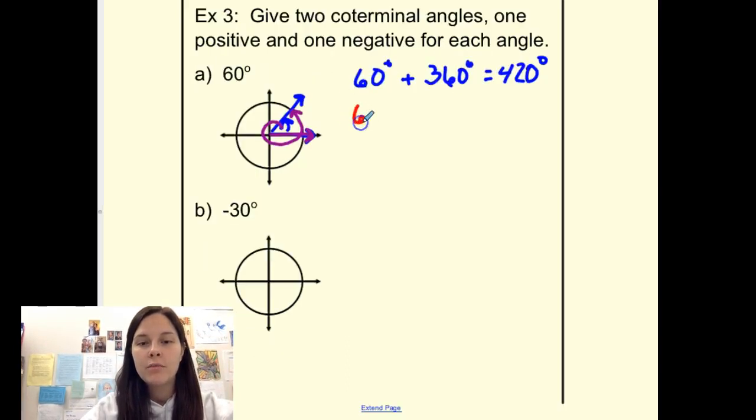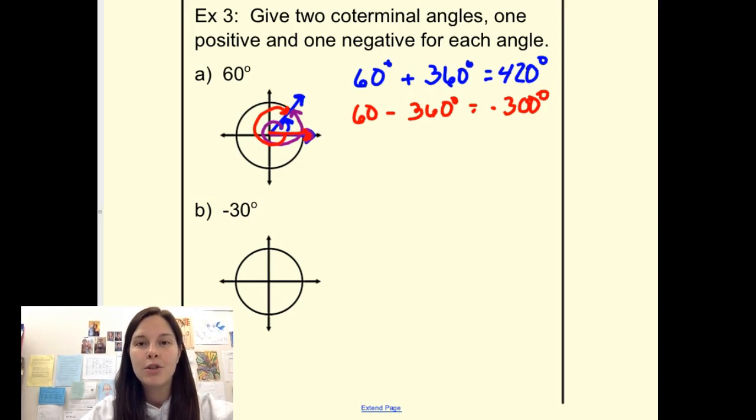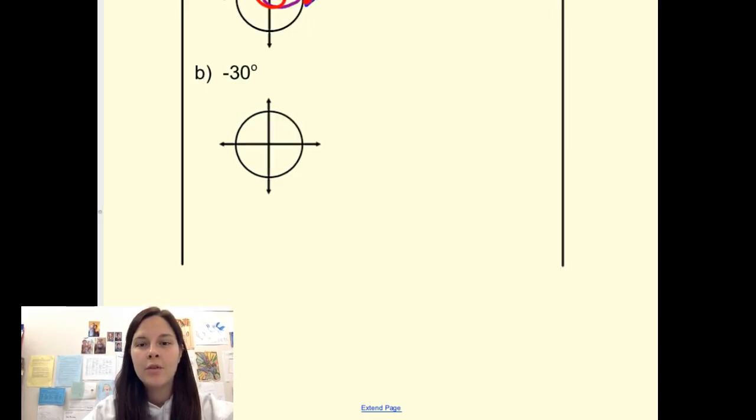For a negative coterminal angle, I would subtract 360 degrees, which would give me an angle of negative 300 degrees. As a reminder, notice I am labeling all of my degrees with the degree symbol. Sketching this angle, starting in standard position, this time we are rotating clockwise, and we would still land with that same terminal side. For our negative 30-degree angle, starting off in standard position, we would rotate clockwise into the fourth quadrant.